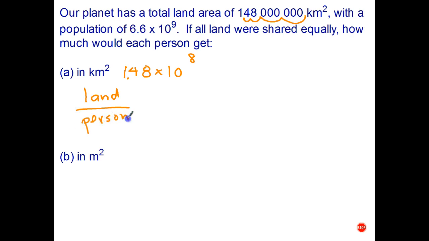If you just think about it, say it out loud, normally you can figure out which way you have to divide. So land per person. So the land area, or I should say area per person is probably a better way to say it. So I'm going to put the area on top, 1.48 by 10 to the 8th. And the number of people is 6.6 by 10 to the 9th.